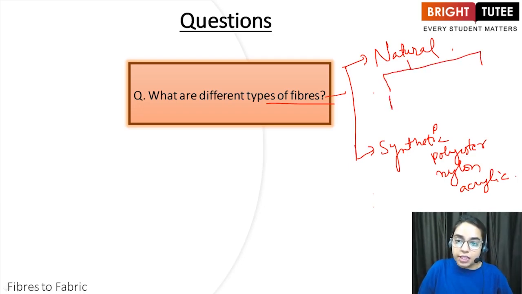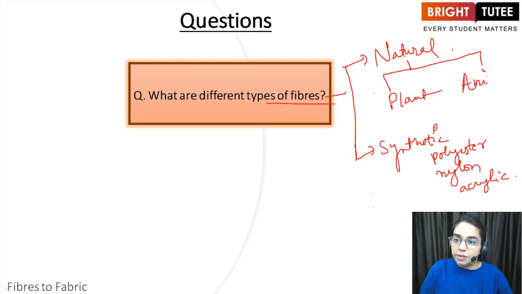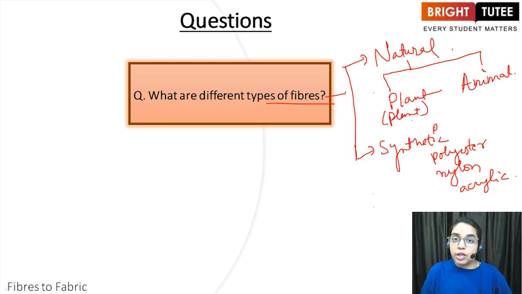Also children, we have studied that natural fibers are again of 2 types. The first one is plant fibers and the other one is animal fiber. So plant fibers are the fibers which are obtained from plant sources. For example, cotton and jute. We have also studied about flax. Okay, next children, we have discussed about the animal fiber which are obtained from the animal sources, like wool, which is obtained from goat, sheep, yak, etc.